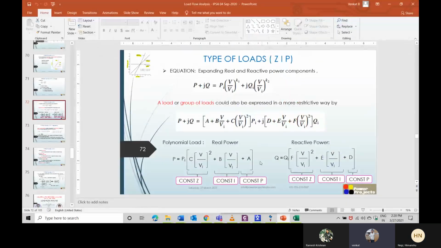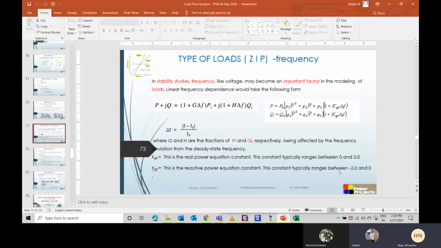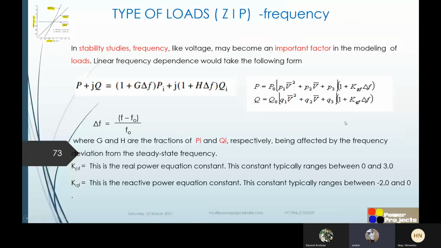This is about the dynamic modeling of load. What we have seen so far is the steady state, static modeling of the loads. The other type available is the dynamic modeling of the load. Do you have any idea where this dynamic model comes into action?